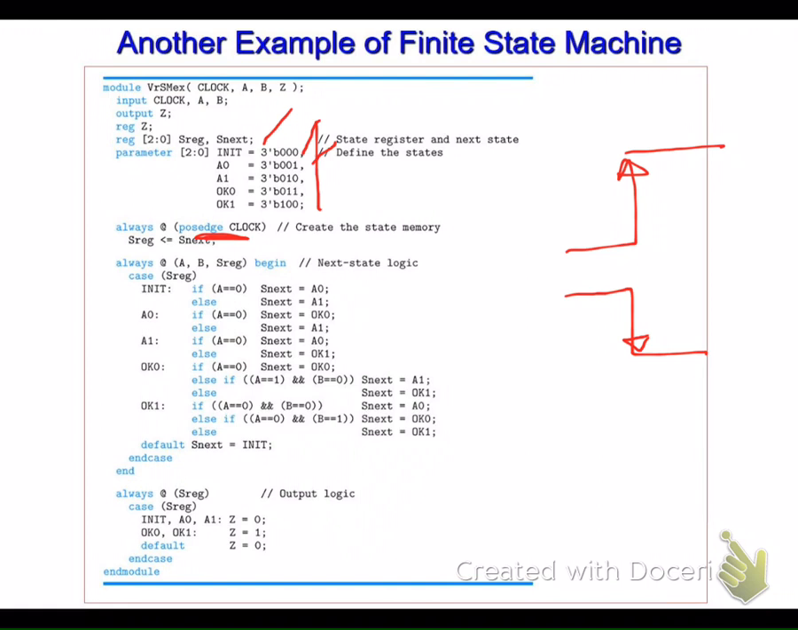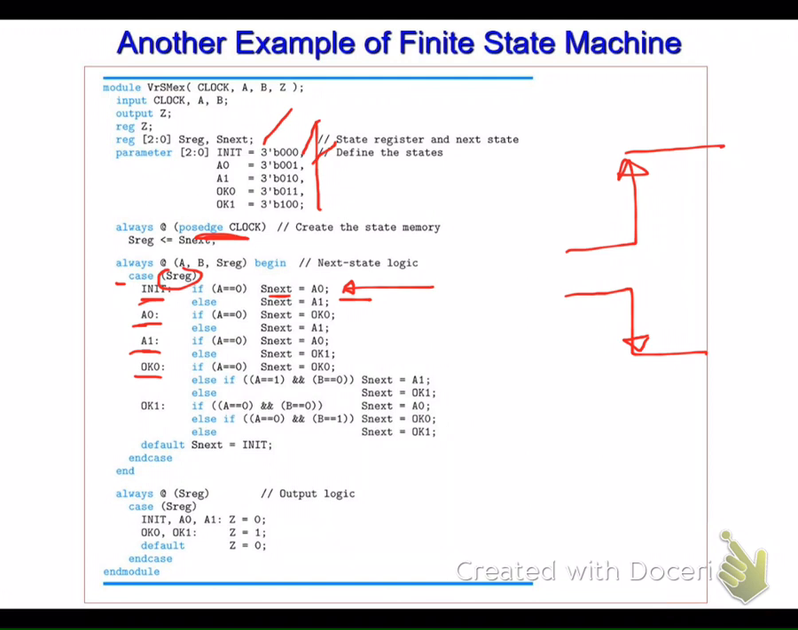And again, it shows you the case state sreg, and this state can be initial, it can be A0, it can be A1, and so on and so forth. And each of these states, you can think of the same way: if A is equal to 0, the S next will be this, else the S next will be that. But there is an important difference between what I wrote here and what I showed you in the previous 2 examples.